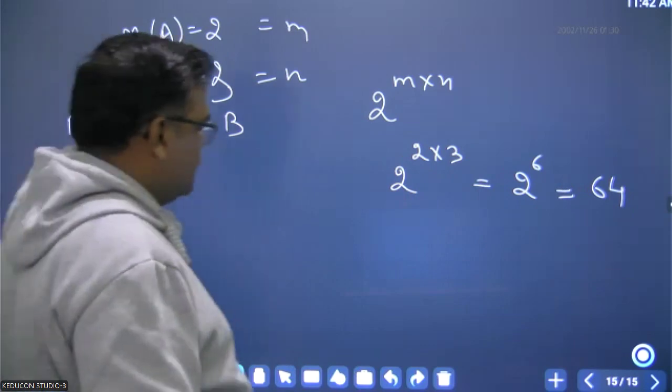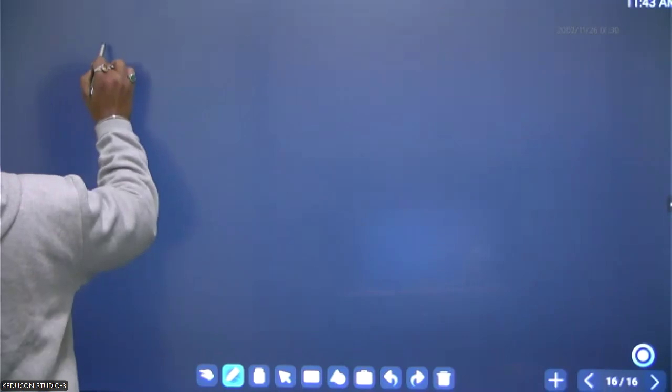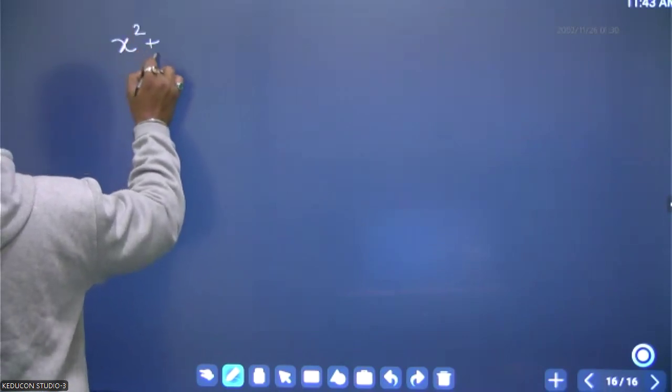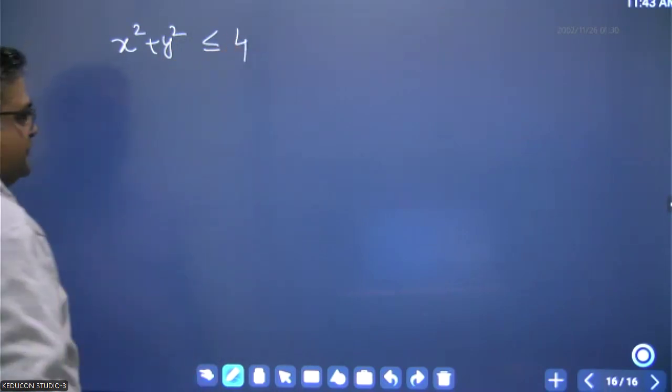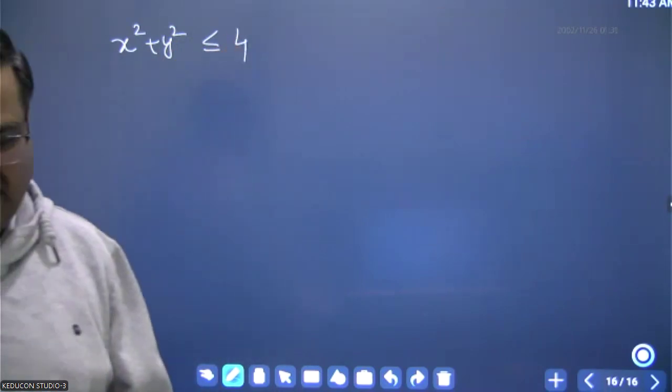Now comes the next question. Find the domain of the function, right? If R is a relation given as (x, y), where x, y belong to integers, and x square plus y square is less than equal to 4, is a relation in Z, then the domain of R is. Now students, what is the relation? x square plus y square is less than equal to 4, right? So what is the domain of this function?